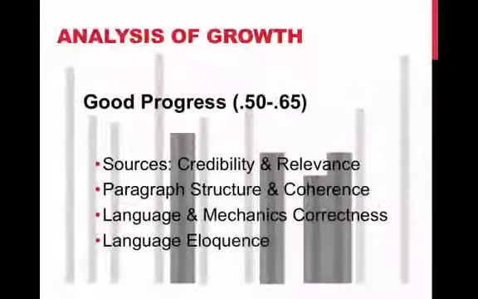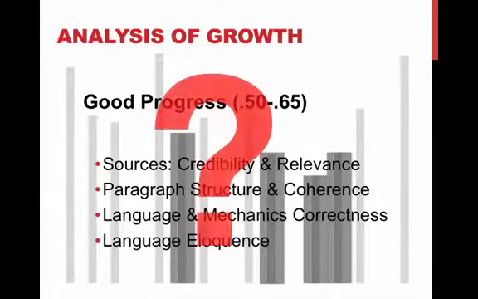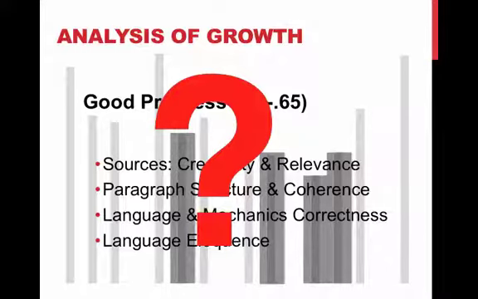We had good progress in these last 4 areas: the credibility and relevance of the sources, the paragraph quality, and language correctness and language eloquence. You may be wondering, why is it that we had only good progress with language mechanics for correctness and eloquence when we require students to use the Connect tool and we're giving them assignments every week in which they're looking at content that has to do with mechanics and correctness and eloquence? Why is the growth not higher here?